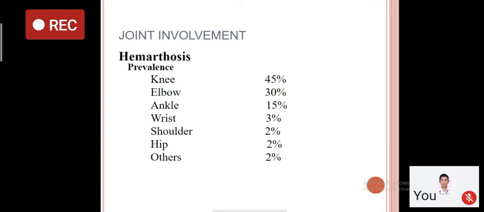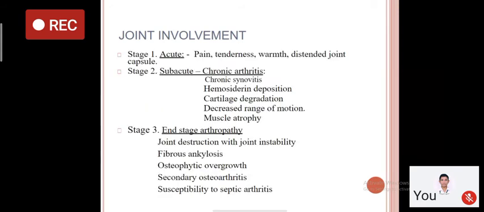Amongst the joints, as I have told you, knee and elbow are the two most common joints. Ankle is more common in patients who are less than 1 year of age, where the weight bearing is not on the knee, it's mainly on the ankle. Then these are the stages of involvement of the joint.